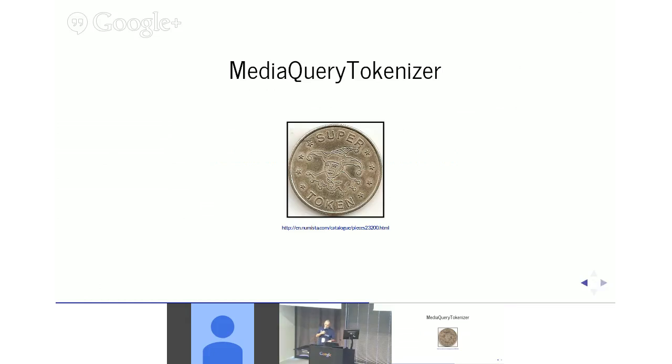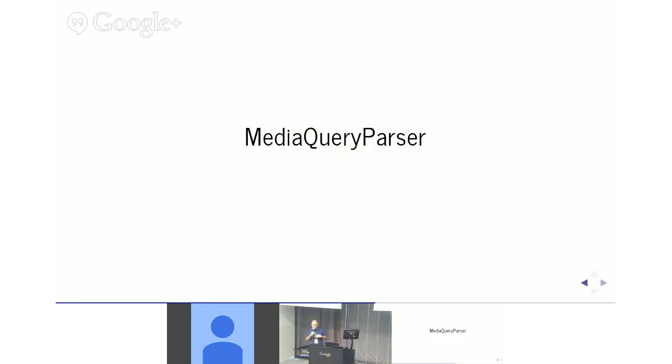So I started out by taking Eric's tokenizer that he did during the Christmas vacation. Yeah, awesome. So I adapted it to my needs for media query tokenization, throwing out the CSS parts that weren't needed and filling in the missing parts that I did need, and then built a media query parser on top of that.